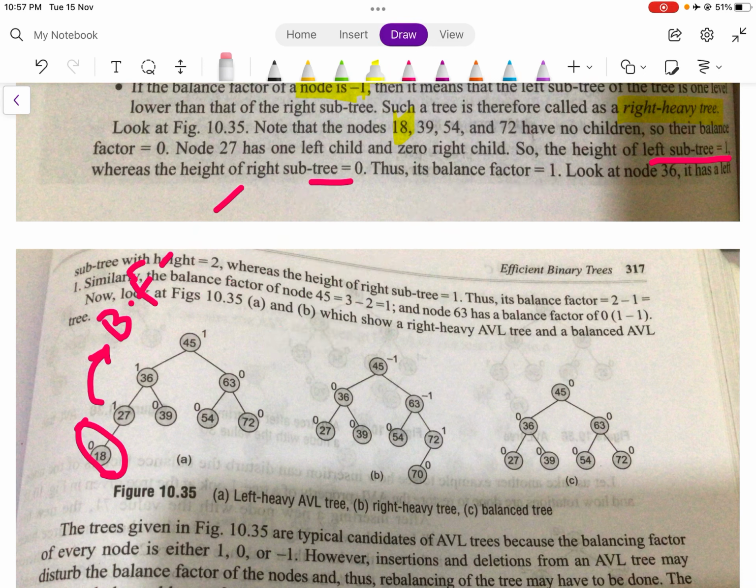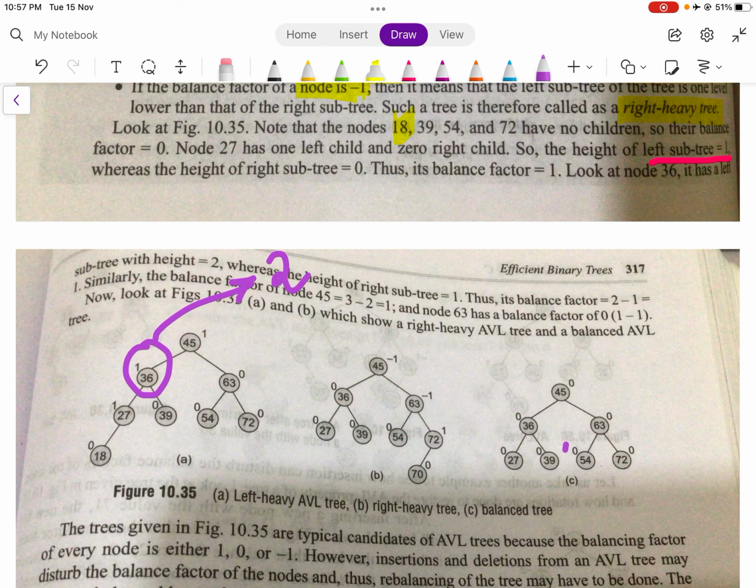Similarly, we will look at 36. How many left children does 36 have? 2 left children. Left minus right: the 2 left nodes are 27 and 18, minus right, which is only 39, so 1 right. So, the balance factor is 2 minus 1, that is 1. The left subtree has a height of 2, whereas the right subtree has a height of 1. Thus, the balance factor is 2 minus 1, which is 1.